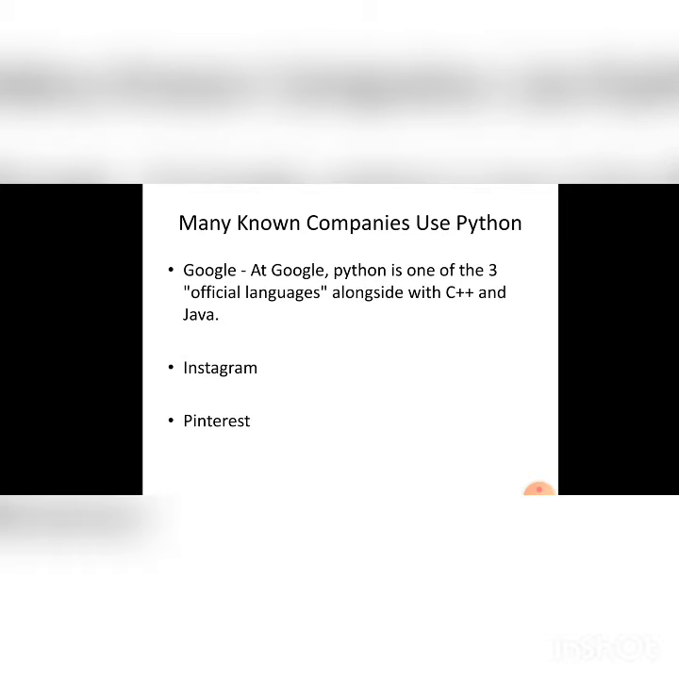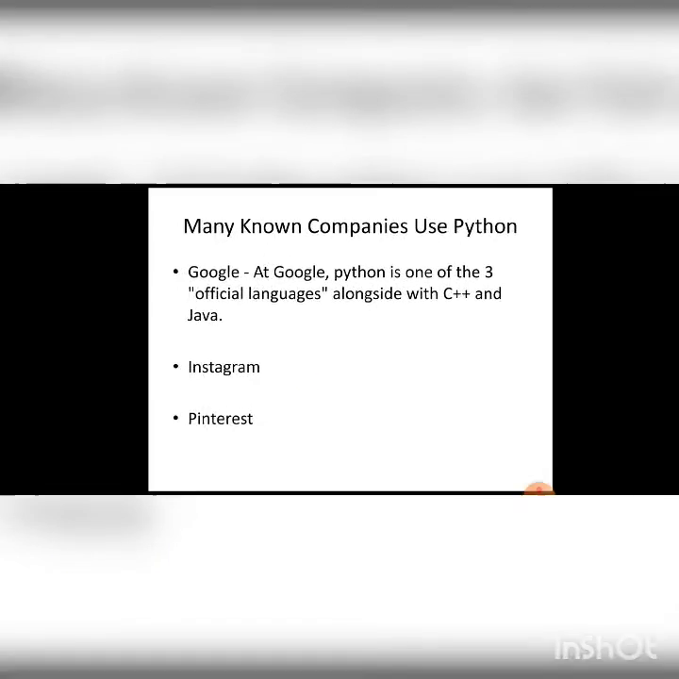Nowadays many known companies use Python, like Google. Python is one of the three official languages at Google, alongside C++ and Java. So it is widely used in the market nowadays, and the main reason behind that is that the next generation is totally about artificial intelligence. So we can say that machine learning and AI can be implemented using Python. Nowadays Instagram is also using Python. Then Pinterest, this is also a very good company.